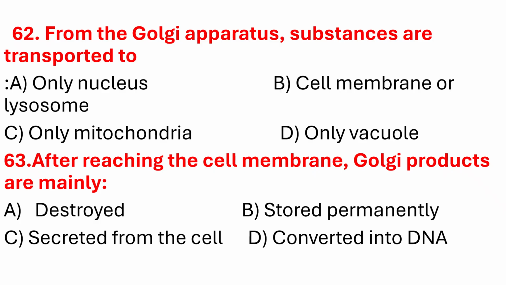From the Golgi apparatus, substances are transported to only the nucleus, option B, cell membrane or lysosomes, option C, only mitochondria, option D, only vacuole. Option B, cell membrane or lysosomes. After reaching the cell membrane, Golgi products are mainly destroyed, stored, permanently secreted from the cell, converted into DNA. Secreted from the cell.